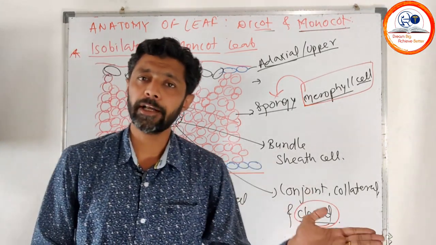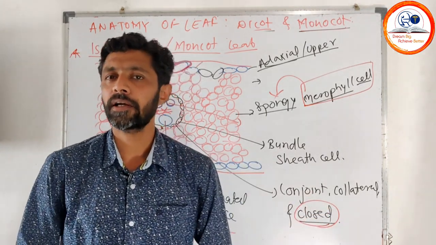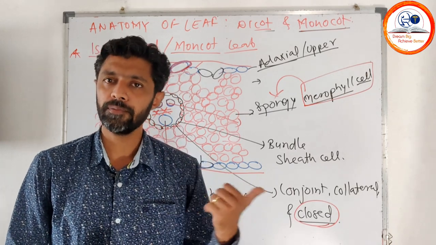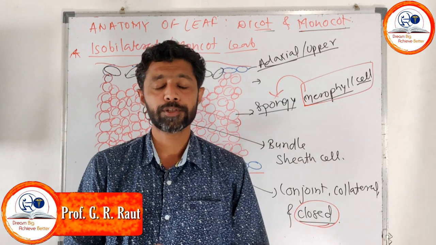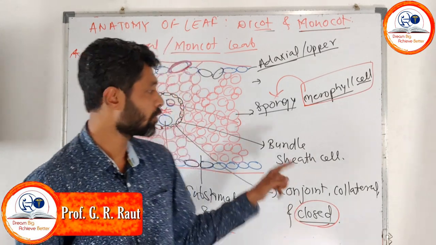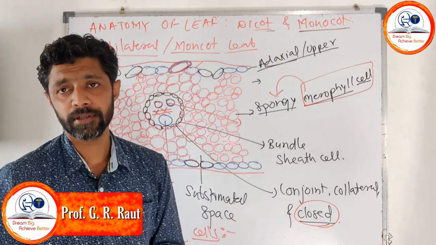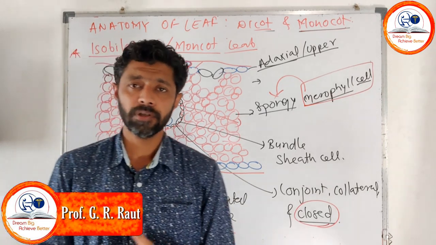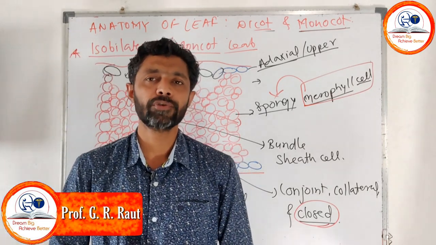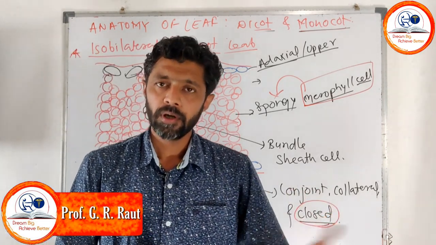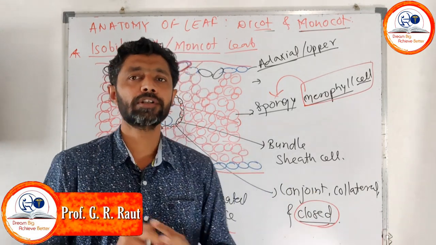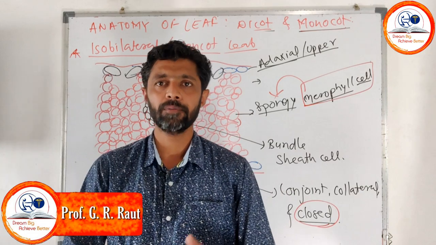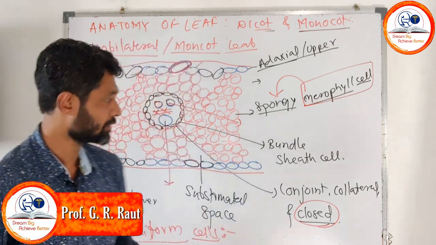So in monocot and dicot leaf, you just have to remember the differences. The major difference remains with the mesophyll cells. In dicot, mesophyll cells are differentiated into spongy and palisade. Here only spongy type of mesophyll cells are present. The vascular bundle in both remains the same. Only the size of the vascular bundle will vary more in your dicot as compared to the monocot, because in monocot there is a parallel venation and almost all veins are of similar size.